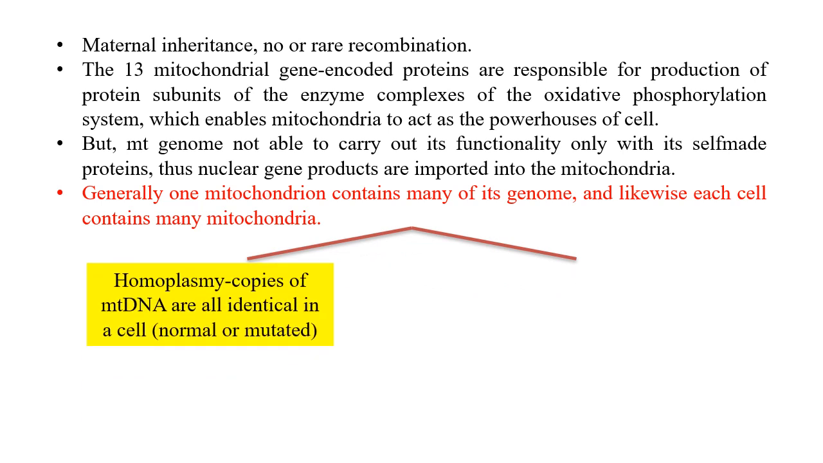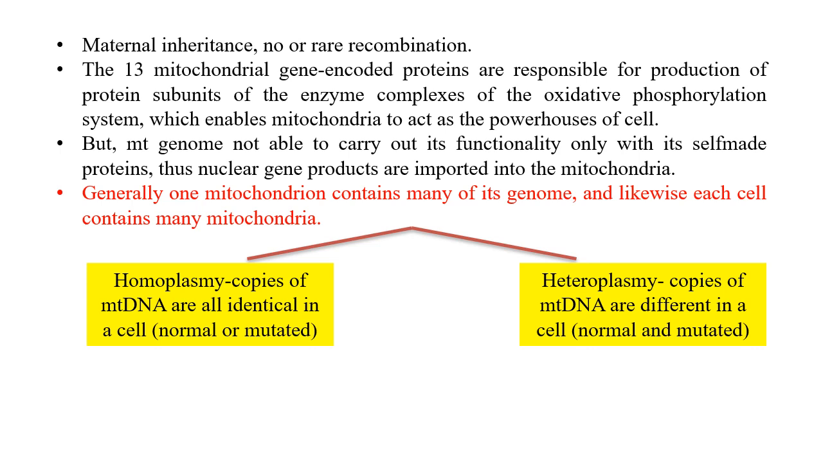Homoplasmy is when all copies of mitochondrial DNA are the same in a cell, be it normal or mutated. On the other hand, heteroplasmy is when copies of mitochondrial DNA are different in a cell, some normal and some mutated.